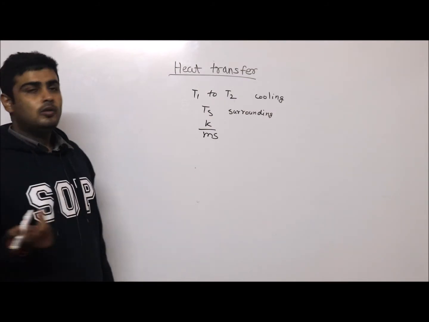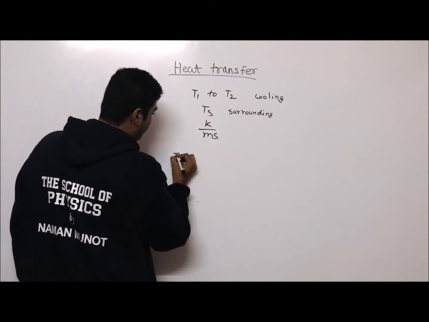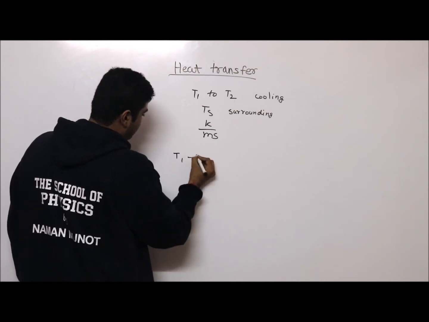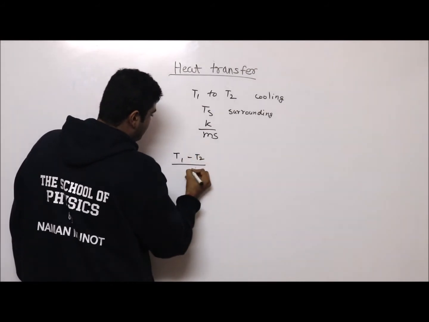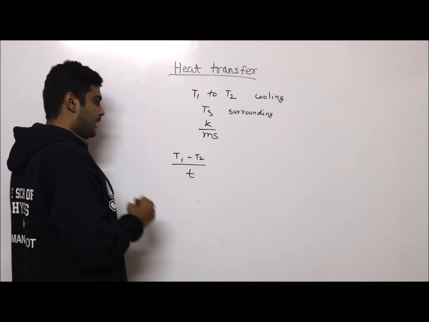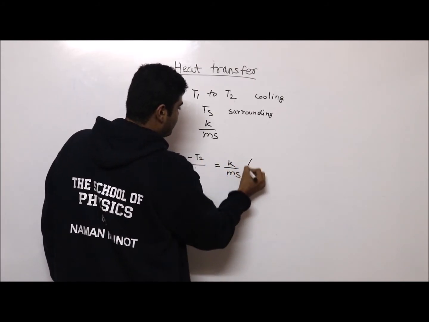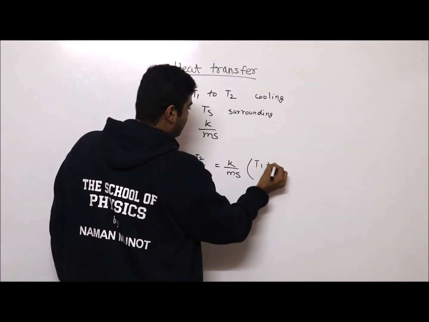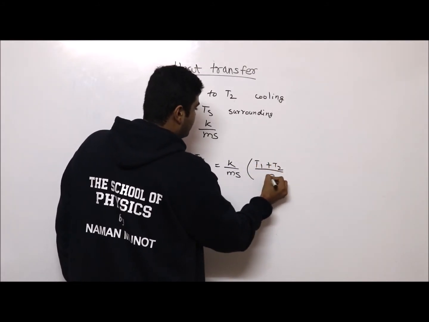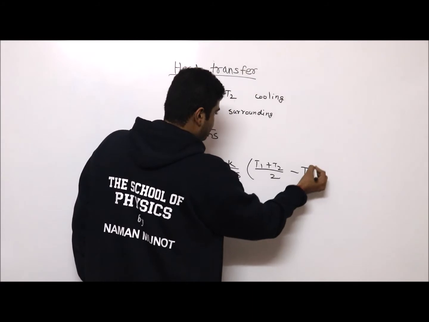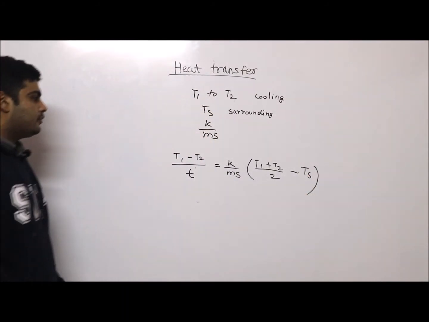Now the formula says that the cooling from T1 to T2 in time t is equal to K by ms times (T1 plus T2) by 2 minus Ts. We have to remember this formula. Direct application of this formula will come. This is Newton's law of cooling.